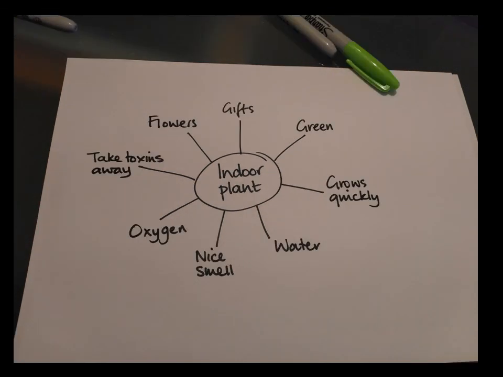So I might write, it's green, they're usually green, they grow quite quickly, you have to water them, they can smell nice, they provide oxygen, I've heard that they take away toxins from the room, they might have flowers, people give them as gifts, anything at all. You just fill the page with all of those associations that you make with that object.